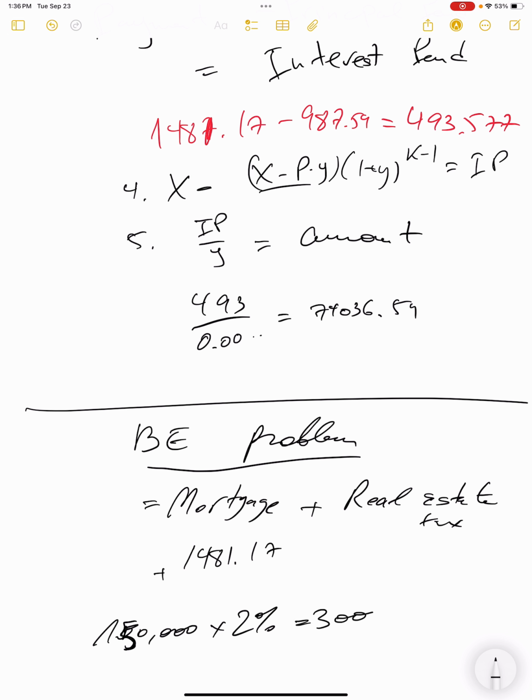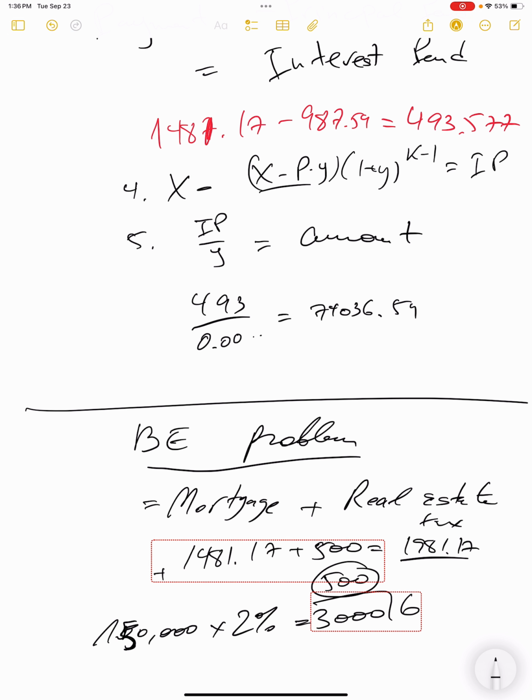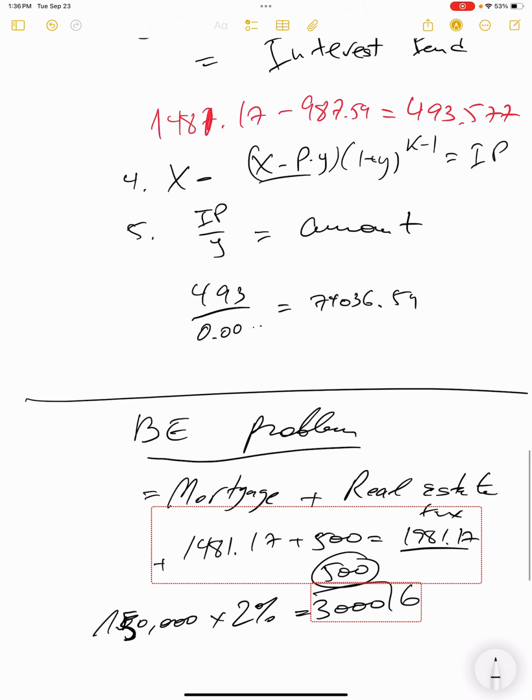You have 3,000, but you need to divide this 3,000 by 6, which is 500, right? So you need to take this 1481 and add 500 to it in order to meet your payments, right? So it's kind of straightforward. This is kind of finance, right? Finance is not rocket science. It's basically these kinds of calculations, and I think it's important for you guys to understand where those calculations are coming from, okay?